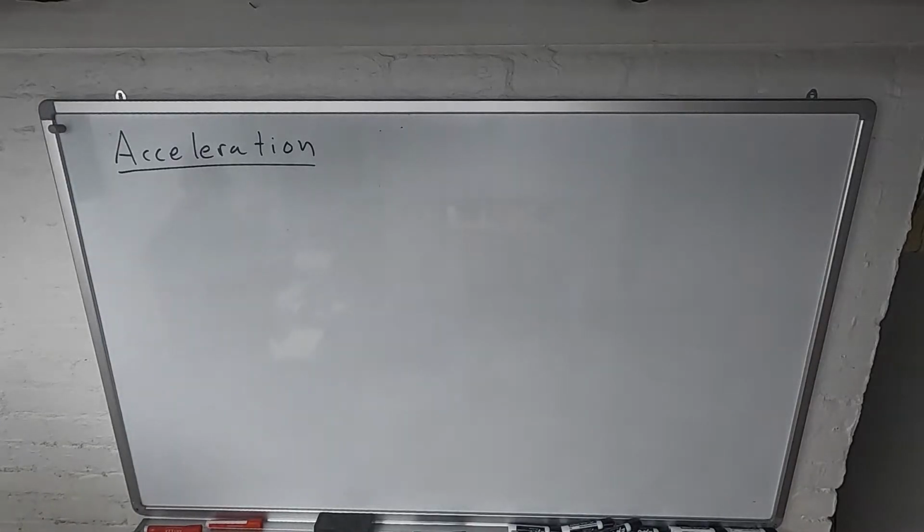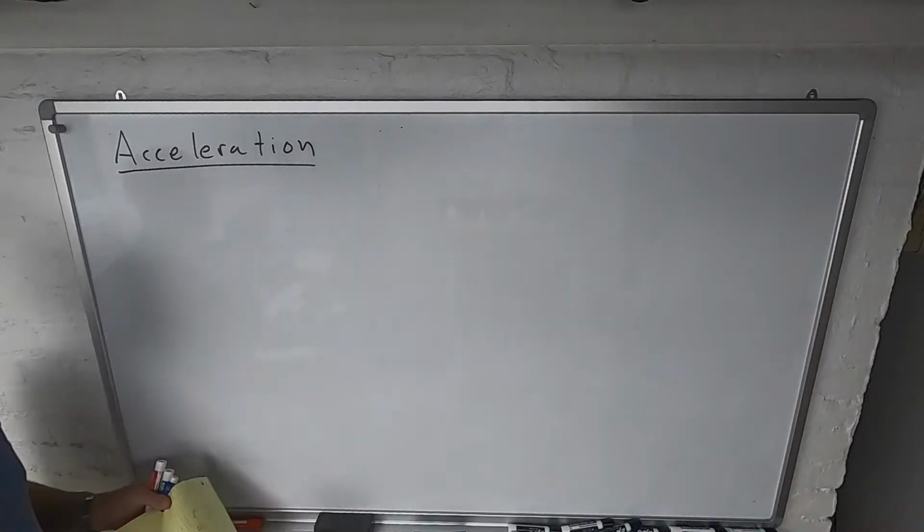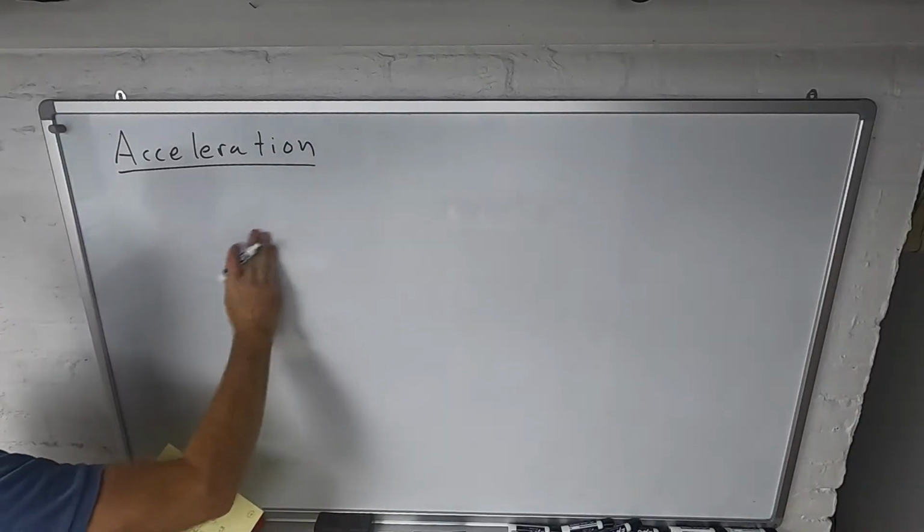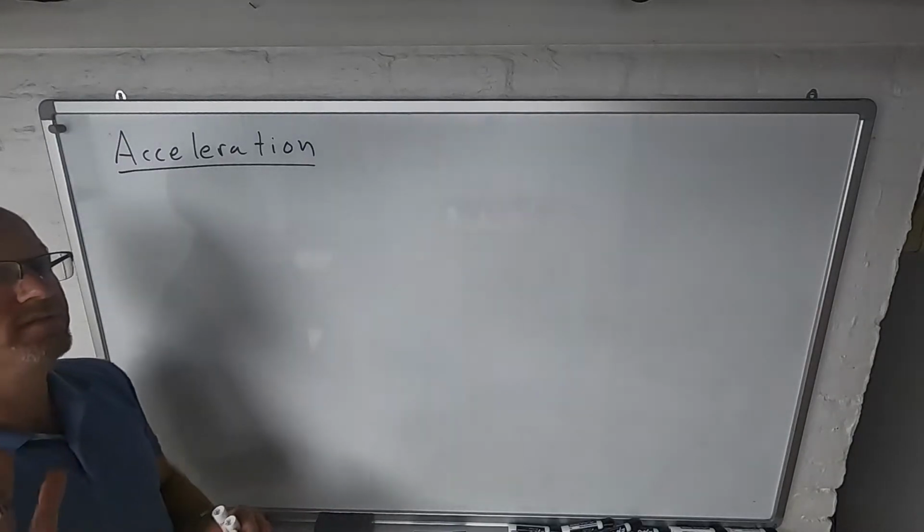Okay, in this lecture I'm going to talk about a derivation of acceleration. And if this seems confusing, it's okay. What I want to do though is give you the mathematical framework for how to think about changes in velocity.